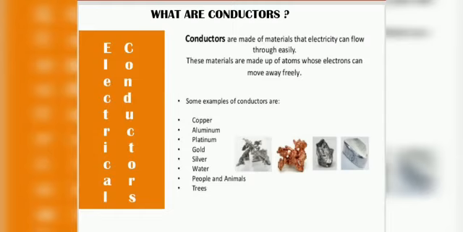So now the question arises, what are conductors? Conductors are made of materials that electricity can flow through easily. These materials are made up of atoms whose electrons can move away freely. Some examples of conductors are copper, aluminium, platinum, gold, silver, water, people and animals, and trees.